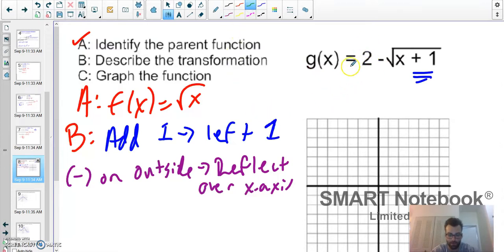And the last thing I'm doing, I have this 2 in the front here. If I have the 2 in the front, that's a positive 2 on the outside. So since it's positive, I add, let's make that green. I add 2 on the outside, which means I'm up 2.